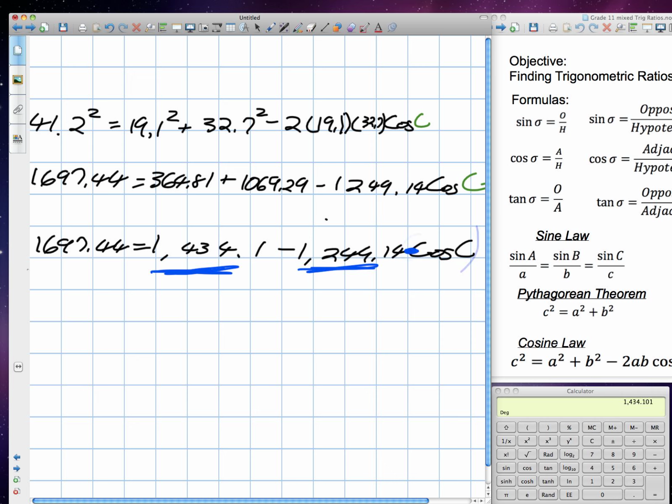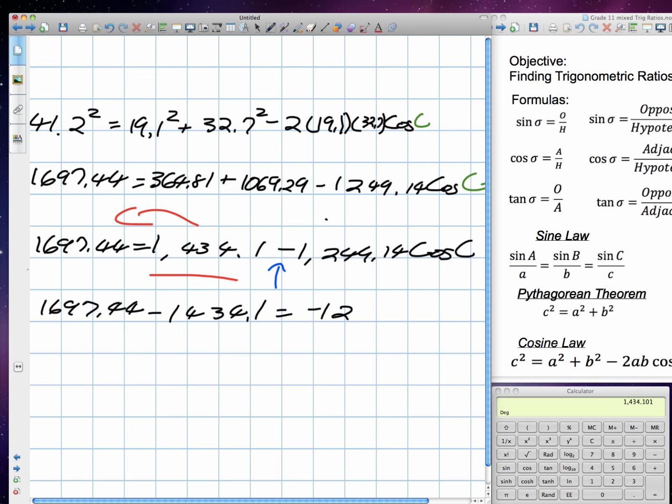When I move it over, what's it going to become? Negative, good. Subtracted by 1,434.1 is equal to, this negative side stays, so we have negative 1,249.14 cos C. We're going to evaluate these two numbers. I'm just going to do it on the calculator for the sake of time. 1,697.44 subtract 1,434.1. So 263.34 is equal to negative 1,249.14 cos C.